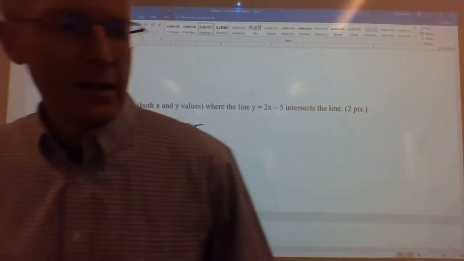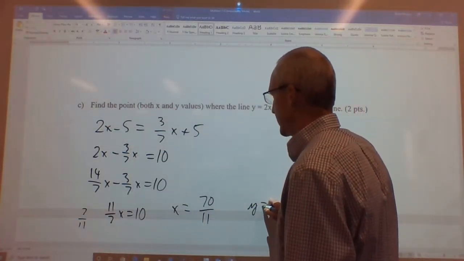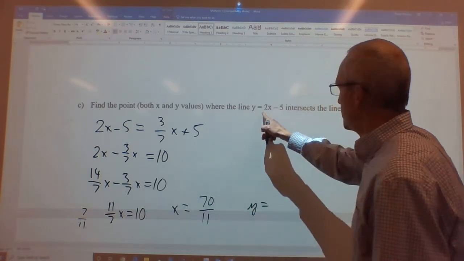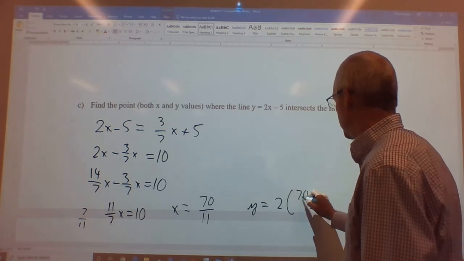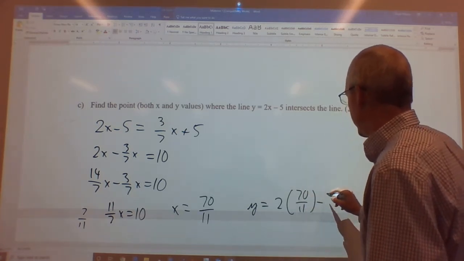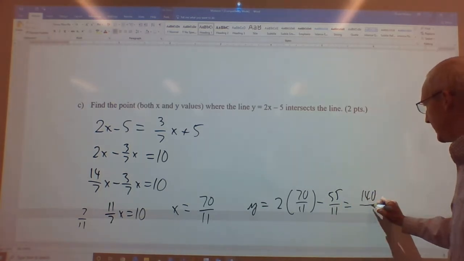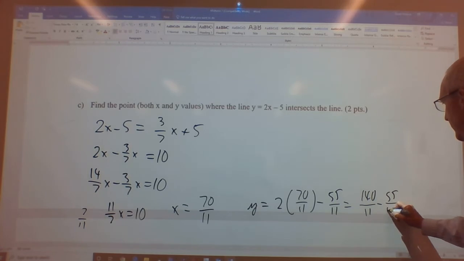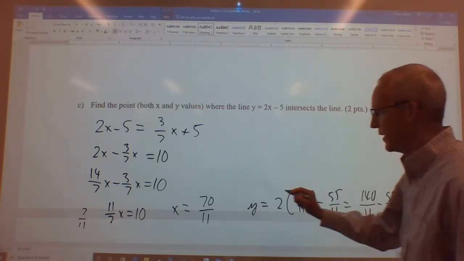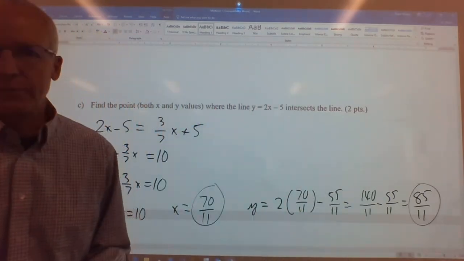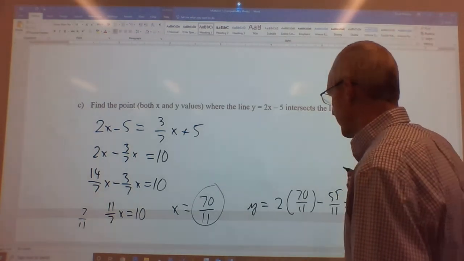I think that's right. And then y is going to be 2x minus 5, so 2 times 70 over 11 minus 5. 5 is 55 over 11. So that would be 140 elevenths minus 55 elevenths, which is 85 elevenths. So this is the y value. This is the x value. You can get decimals for it. I think I got 6.36 and 7.73, which is fine.